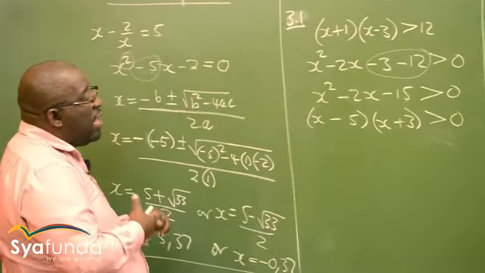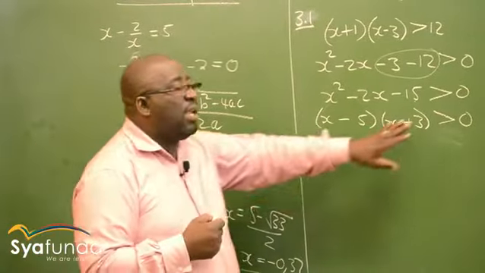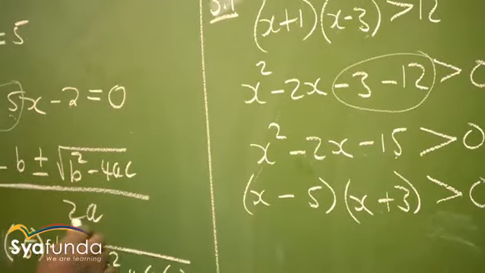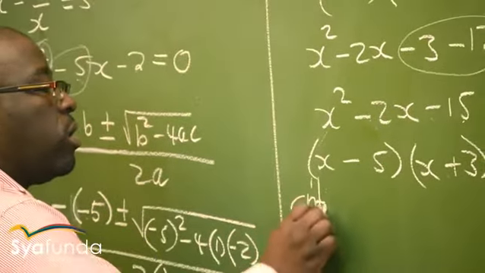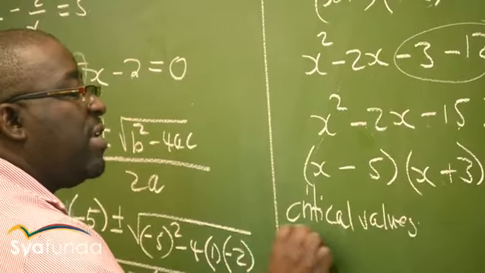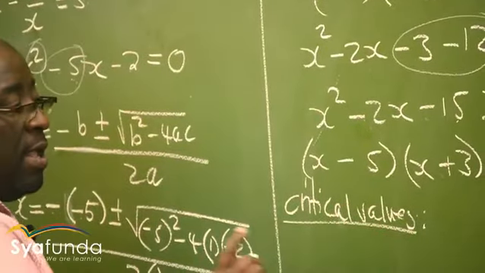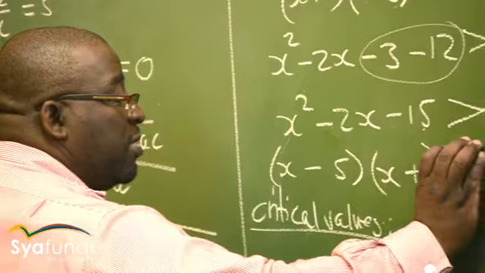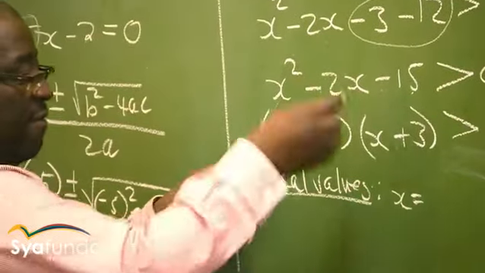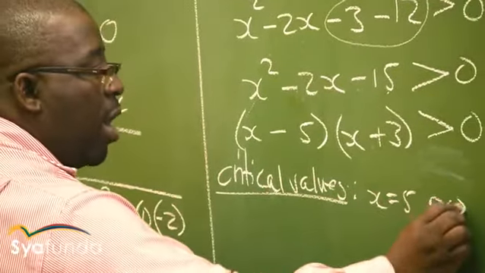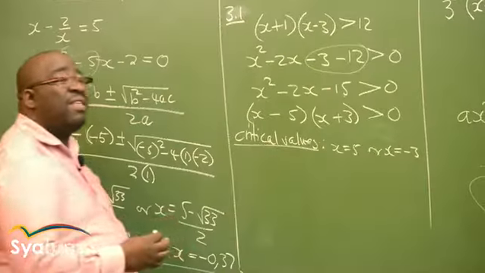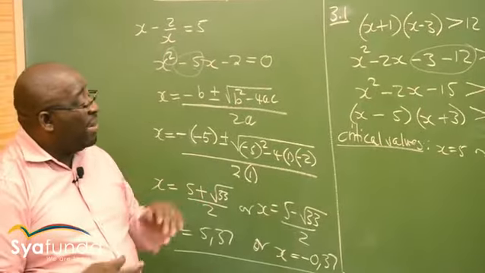Right, let's assume as if this was an equal sign. This is what will give us our boundaries. In other words, we want to find our critical values. We refer to them as the CVs. If you assume this was an equal sign, our x was going to be 5, or our x was going to be minus 3. We call these our critical values. These are the values that we're going to plug in our number line.